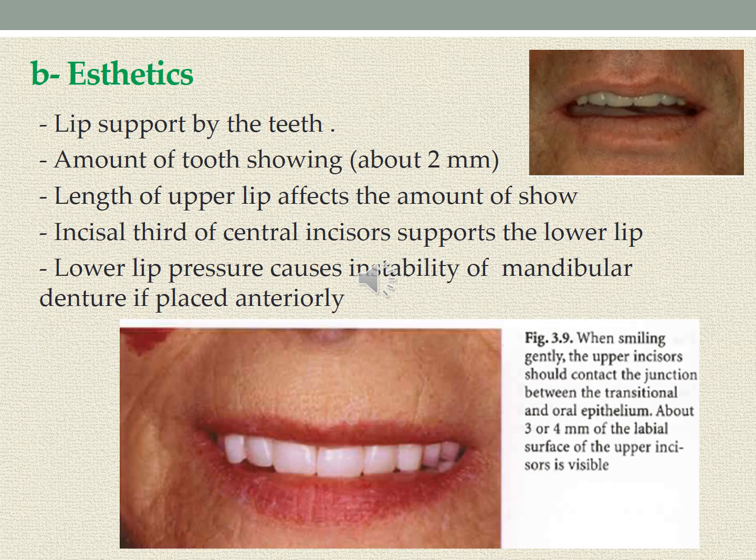Also, aesthetics affect the setting of upper teeth. The lips should be supported by the teeth, as we said before. The amount of tooth showing should be about 2 millimeters, and this depends on several factors, as we said before. The length of the upper lip affects the amount of show. As you know, the incisal third of the central incisor also supports the lower lip, and the lower lip pressure causes instability of the mandibular denture if the teeth are placed anteriorly. This is how aesthetics affect the setting of teeth.